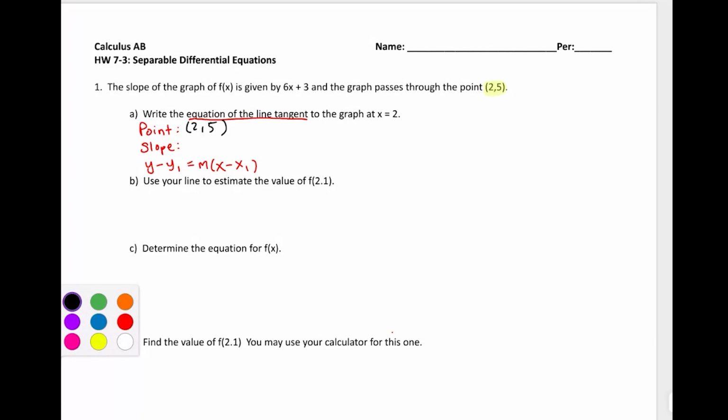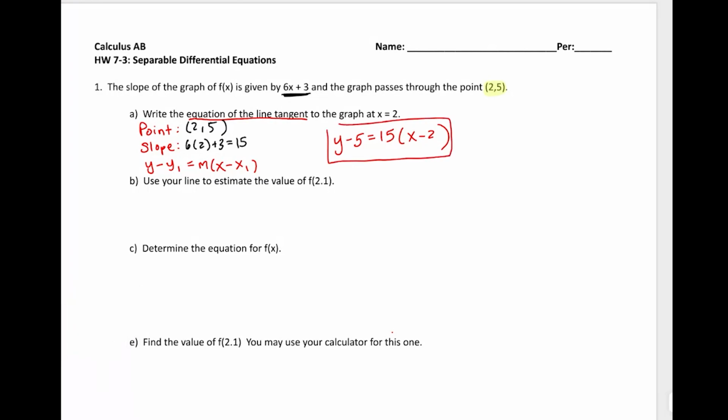And then the slope, well, we've got to figure out what the slope is at that point. The slope of the graph is given by 6x plus 3. So if x is 2, 6 times 2 is 12, plus 3 is 15. So our equation, we're good to go to set it up at this point, is y minus 5 equals 15 times x minus 2. We can then use that line to approximate the value of f of 2.1.